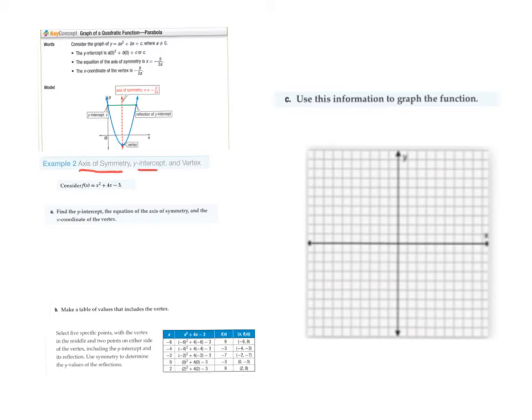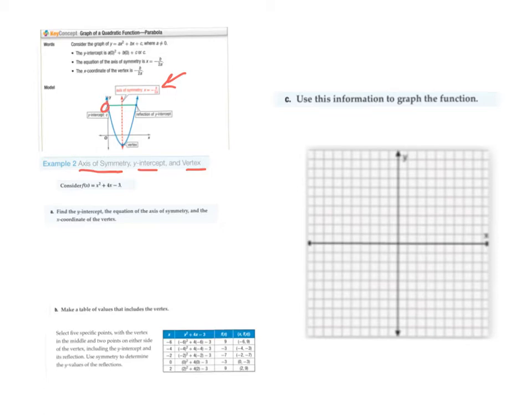Another way of graphing a parabola or a quadratic equation is using the information of the axis of symmetry, the y-intercept, and the vertex. Basically, a parabola has a middle, which is called the axis of symmetry. That's where this red dotted line is. And it crosses the y-intercept, which we've done before. That means where it crosses the y-axis, and it crosses it right here.